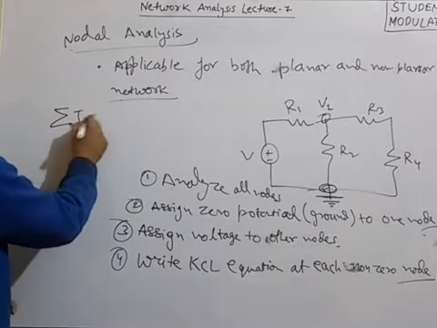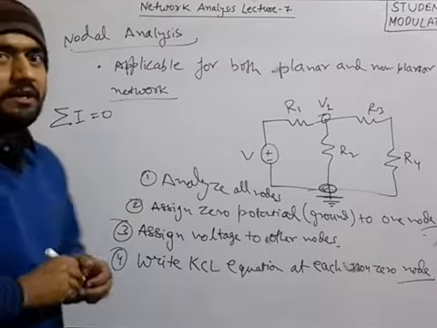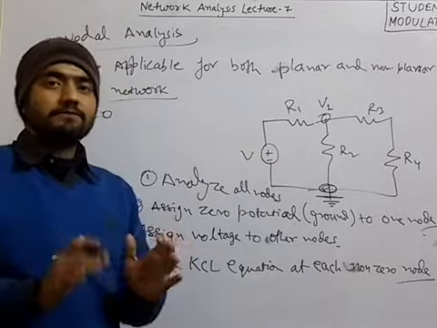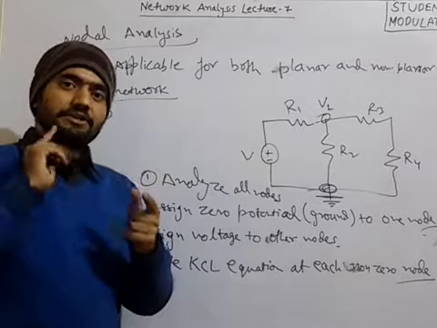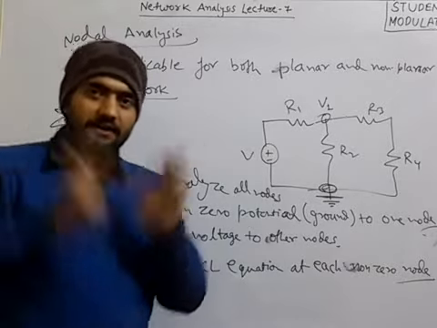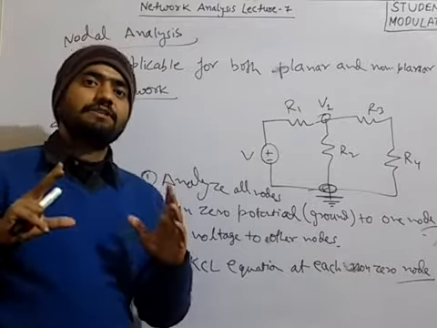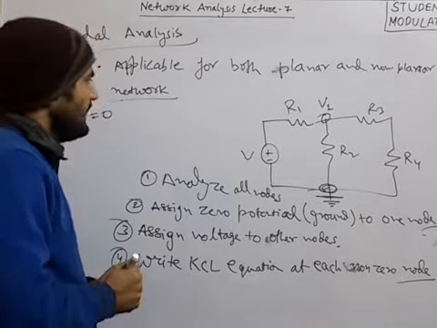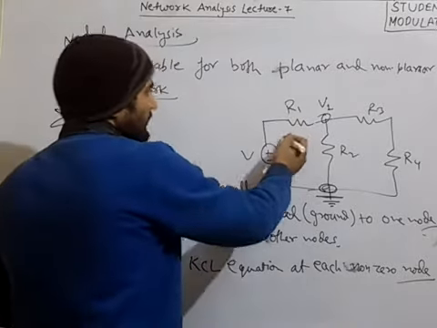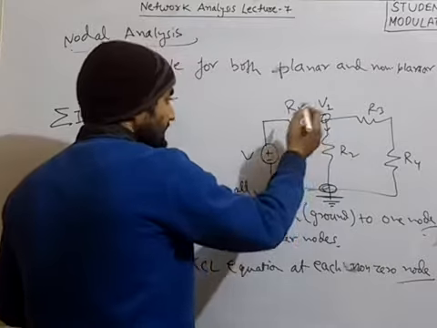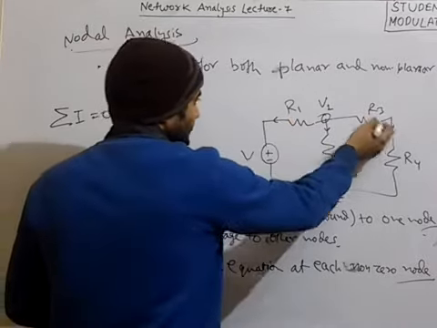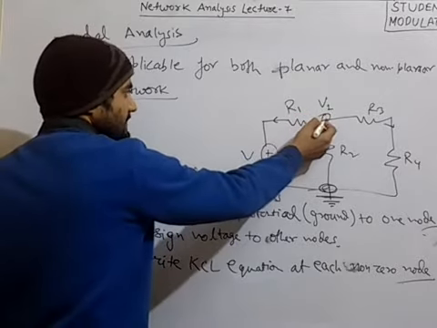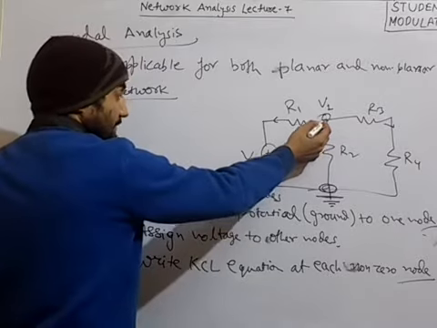KCL gives summation I equals 0, which means the summation of all currents, incoming or outgoing, will be 0. The condition is that if I consider all incoming current as positive, then I have to consider the outgoing current as negative, and so on. Here I am taking the currents as outgoing everywhere, which means I am considering that in this branch the current is outgoing.